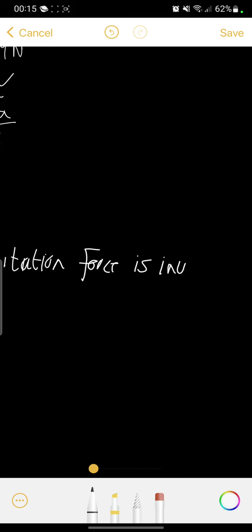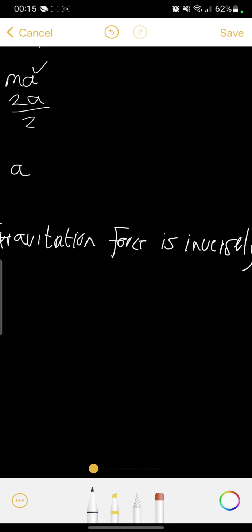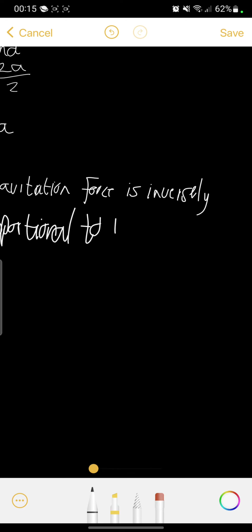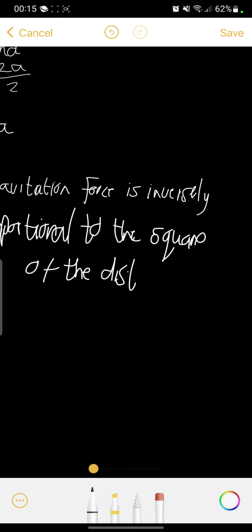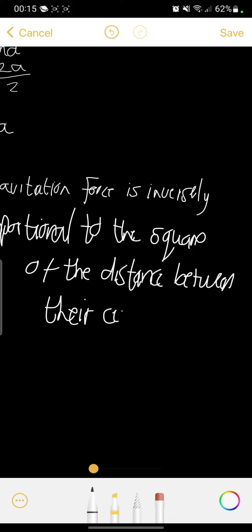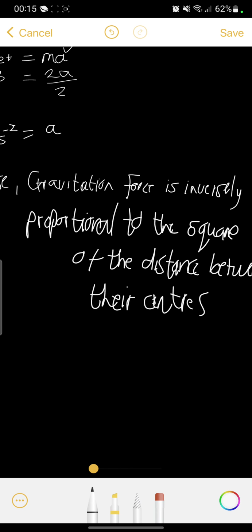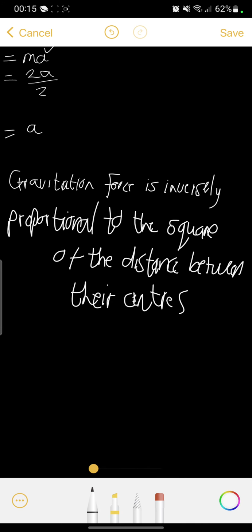is inversely proportional to the square of the distance between their centers. This part of the reasoning is also found in the definition: the gravitational force is inversely proportional to the square of the distance between their centers.